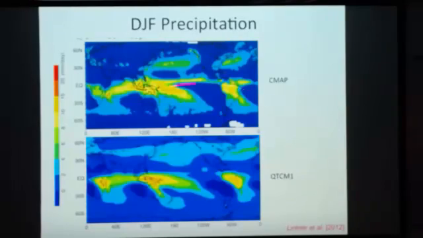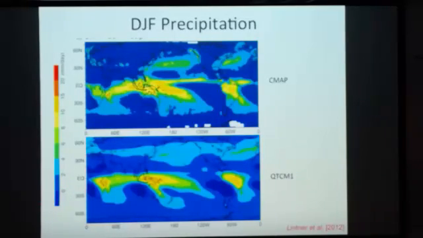So, without going through too much of the results of this model, because I want to talk about something that came after it, look at the precipitation field averaged over DJF from a satellite product, CMAP, and compare it to what the model simulates the precipitation field should be.